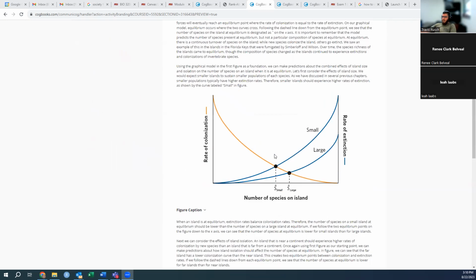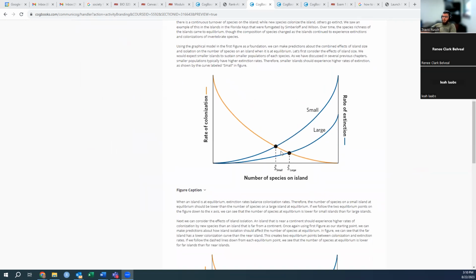And that's why if we scroll down and we start adding in new scenarios, like we have small and large islands, they actually have different points of equilibrium, right? The larger island can hold more species than the smaller island can because it's further to the right. So it has a higher point of equilibrium, right? Because it has a higher rate of colonization and a lower rate of extinction.